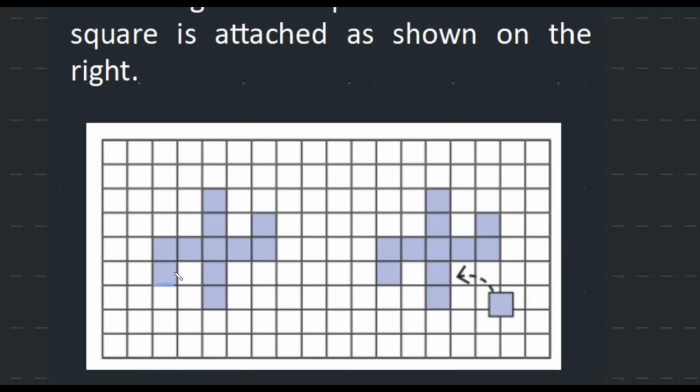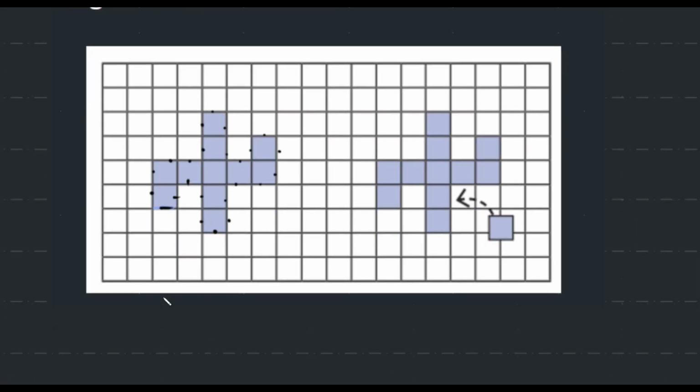Like here, I'll count 1. Let me change the color. So we have 1, 2, 3, 4, 5, 6, 7, 8, 9, 10, 11, 12, 13, 14, 15, 16, 17, 18, 19, 20, 21, 22, 23, 24. So I did the tough part. This has 24 units as its perimeter. Okay, so this is your perimeter. Now the question is, what about figure 2?